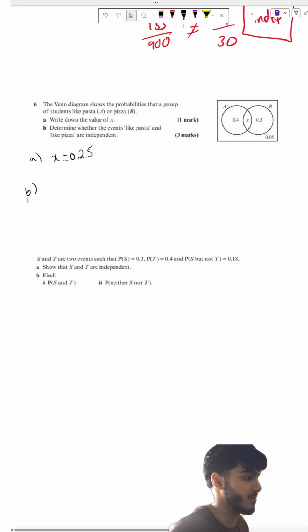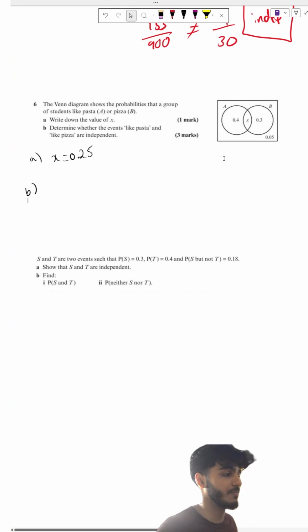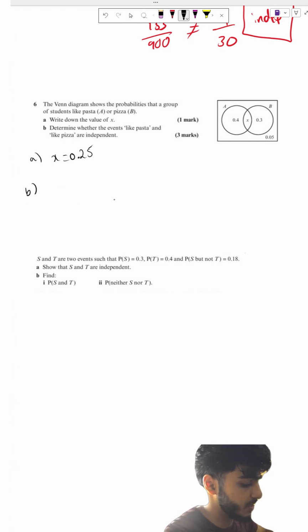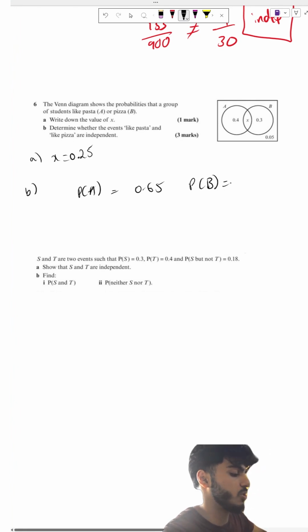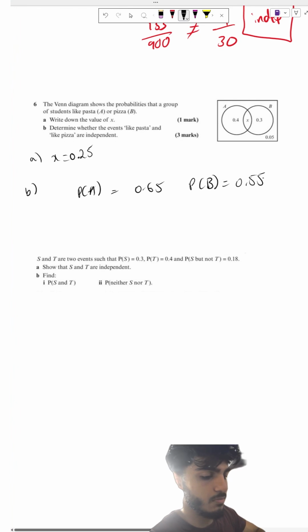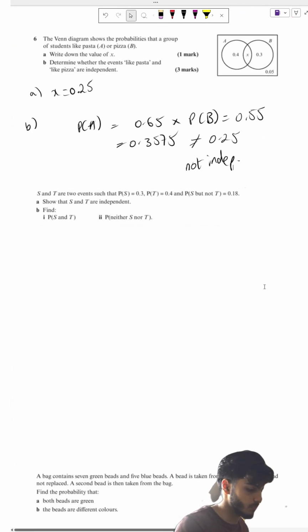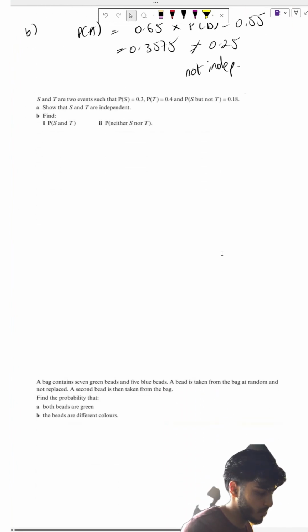Determine when they're independent. To be honest, this is a bit more algebraic. Let's do it. If I know that x is equal to 0.25, I'm gonna check that. Yep. Okay. If x is equal to 0.25, we can just add it together. The probability of A is equal to 0.65. To be honest, I thought this would be a bit more algebraic, but it's not. And then we just multiply them. Equal to 0.3575 when we multiply them, and that's not equal to 0.25, so it's not independent. Very simple. Independent, I'll skip that.